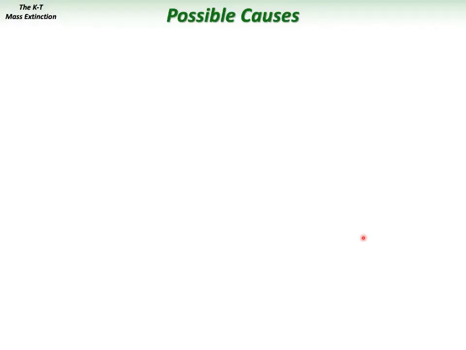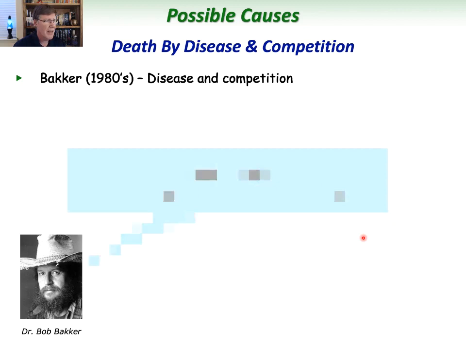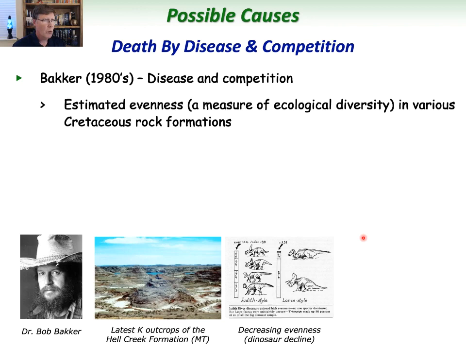Another factor in the extinction could have been death by disease and competition. So this is the idea of Dr. Bob Bakker. In the 1980s, he espoused the idea that disease and competition were a significant factor in the extinction of at least the land animals. What he did was he studied the Hell Creek Formation in Montana, which, if you remember, is right below the K-T boundary, right up to it.